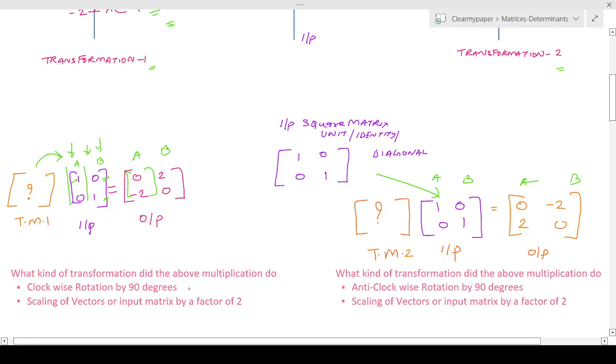And in this case, it should give the transformational matrix, whatever is the unknown right now, which we'll come to in a minute, should have the transformational effect post multiplication on the input matrix, and the net resultant should have a transformational effect of anti-clockwise rotation by 90 degrees and scaling of vectors by a factor of 2, kind of. So what does it do?